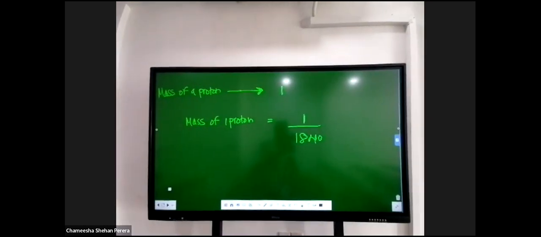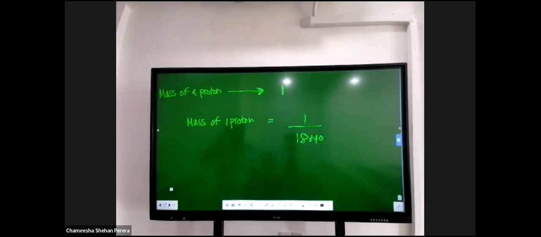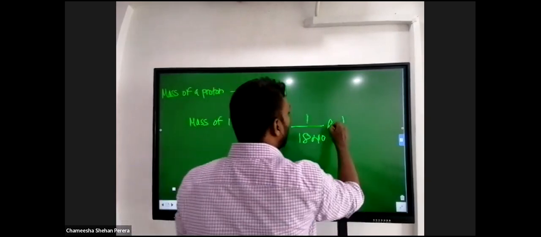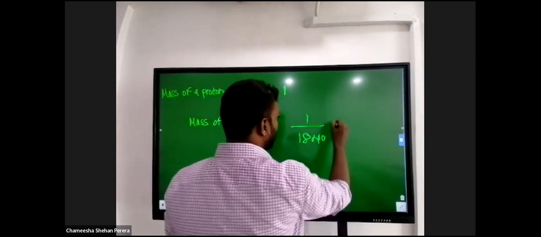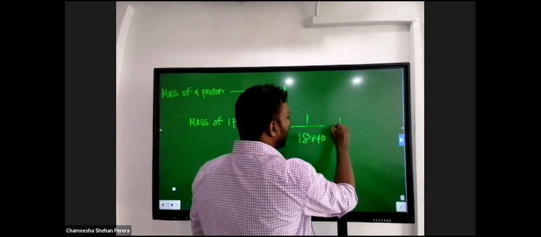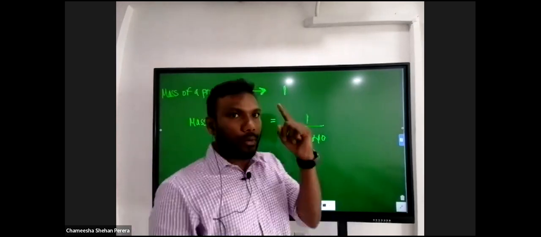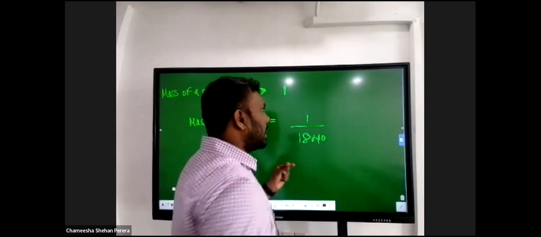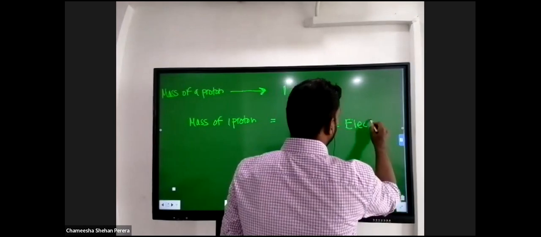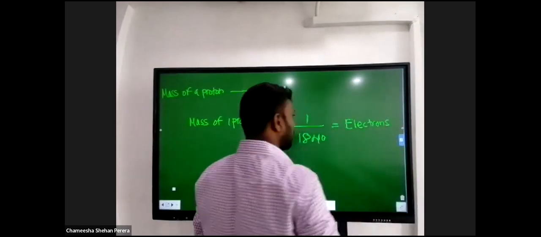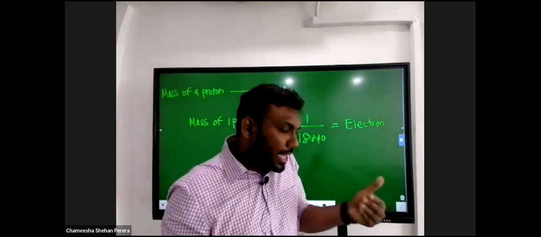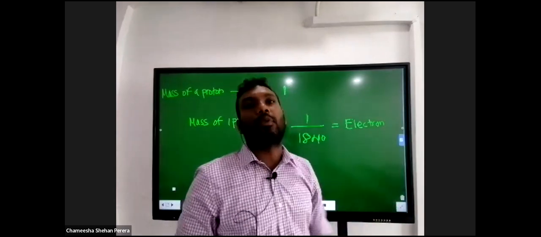So you are dividing the mass of a proton by 1840 and multiplying it by one. In the sense, you're taking one part of those 1840 portions. If you divide the mass of a proton into 1840 and take one portion of that, that would be the mass of an electron. So the mass of an electron is 1840 times smaller than the mass of a proton.